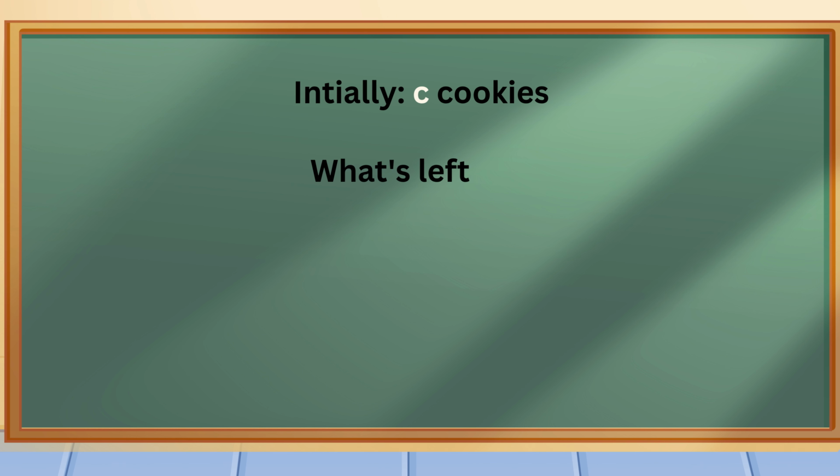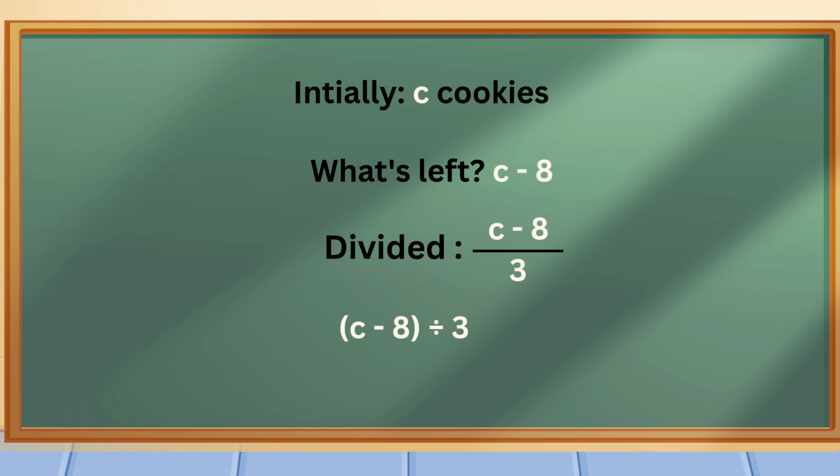Let us assume Maya starts with C cookies and takes away 8. So what is left? C minus 8. Now she divided the rest equally among her 3 friends. (C minus 8) divided by 3. After dividing, each friend gets exactly 6 cookies. The final equation becomes (C minus 8) divided by 3 equals 6.